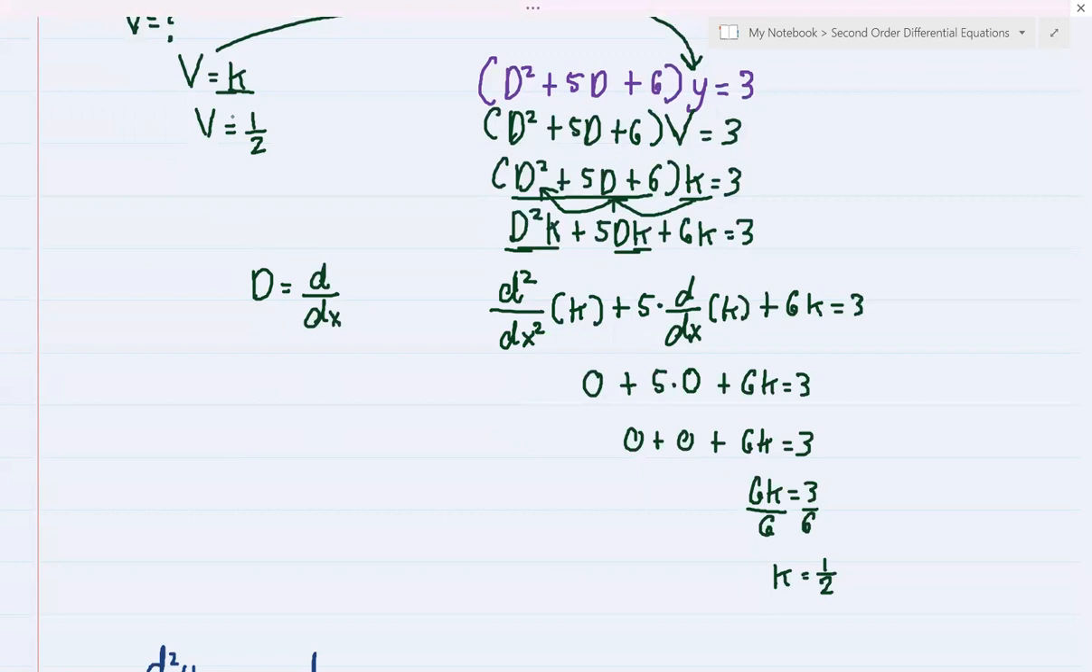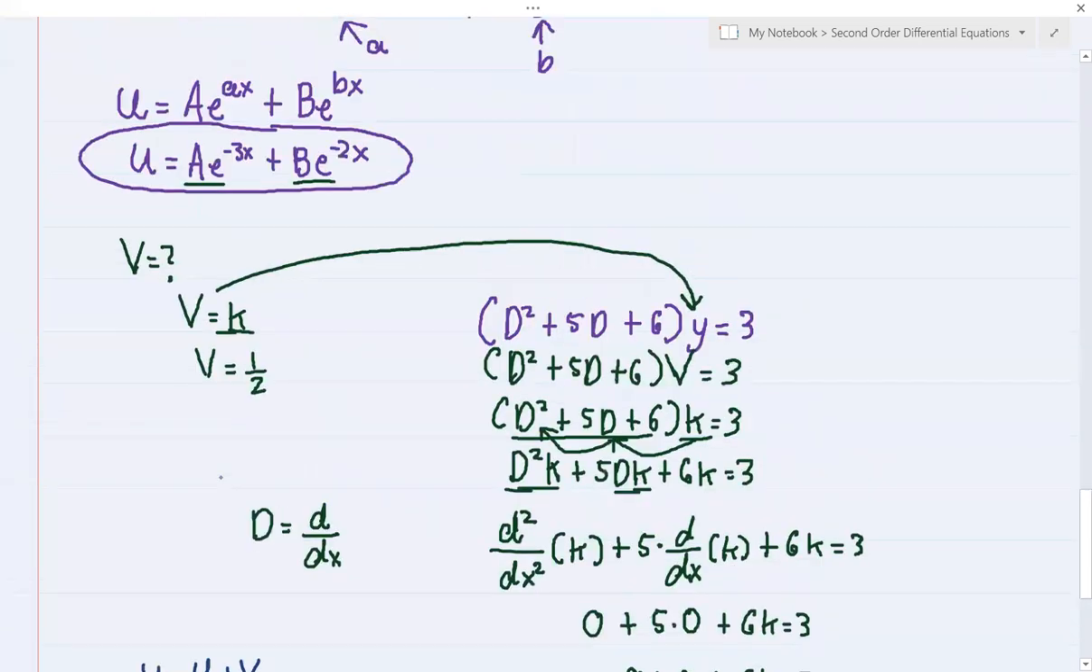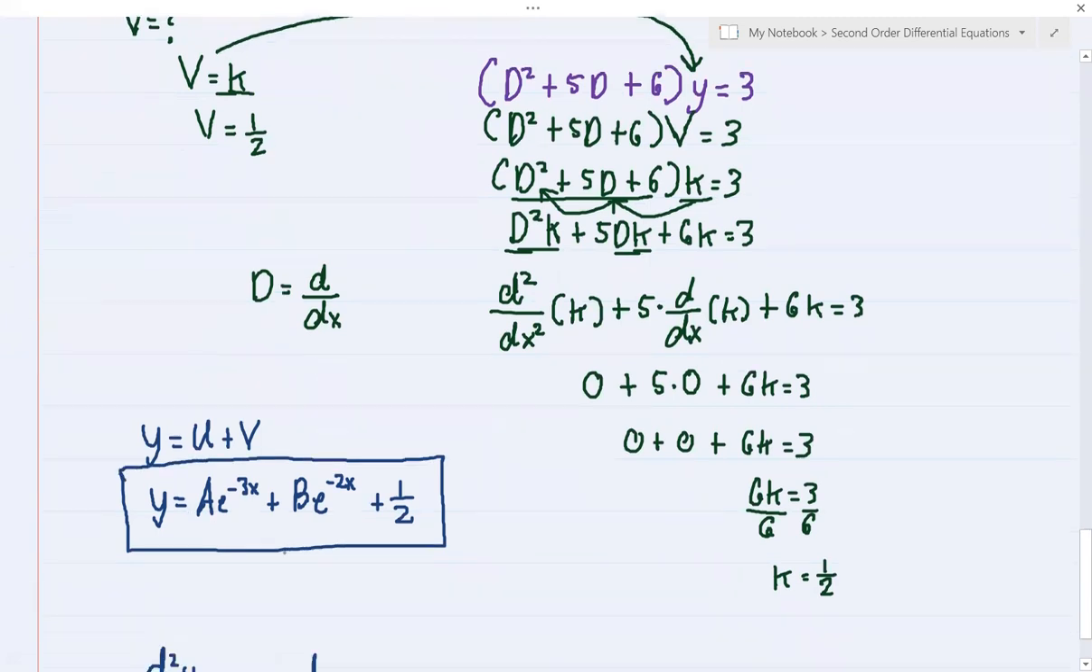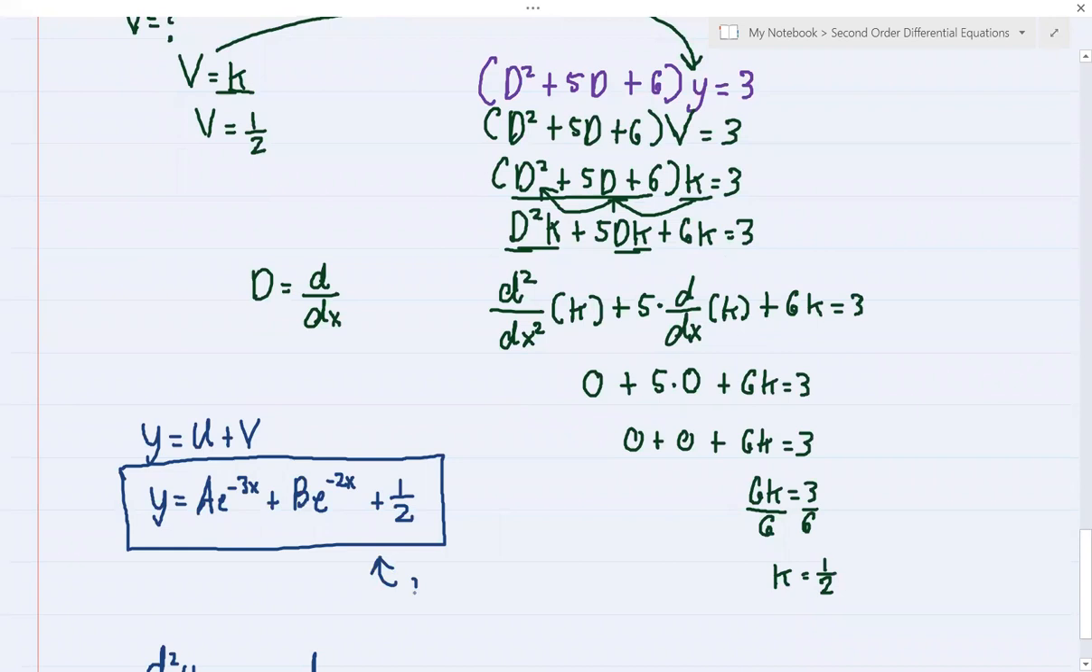Your final answer, okay, if you're going to rewrite here, we have y is equal to u plus v. So we will have y is equal to, your u is A times e raised to negative 3x plus B times e raised to negative 2x plus your v is 1 half. So we will have 1 half. So that is your general solution. Okay, this is your general solution.